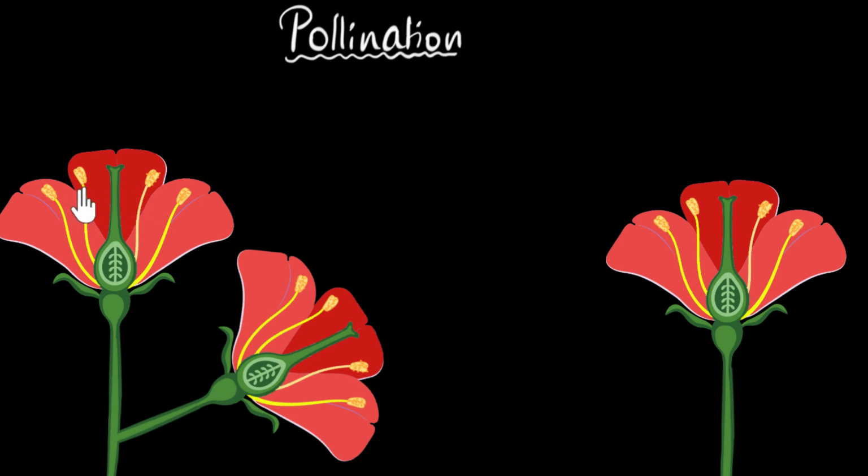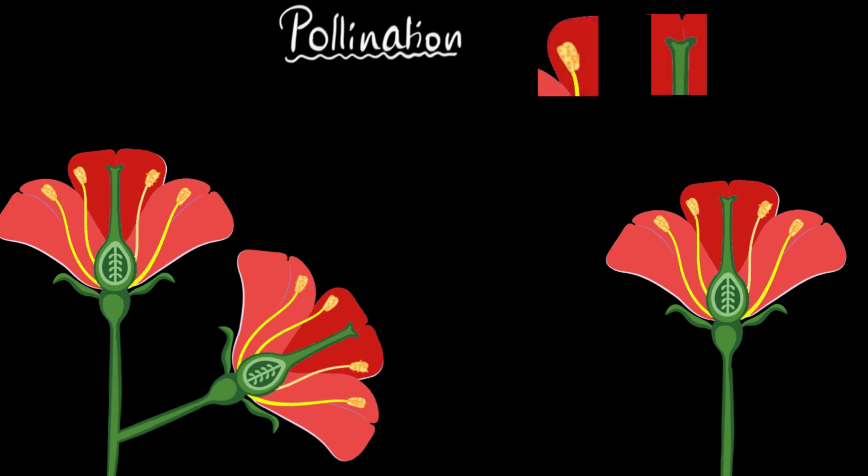Pollination is simply the act of transferring the pollen grains from the anther, the top part of the male organs, to the stigma. The stigma is the top part of the female organ. So let me show that. Here is the pollen grain sitting on the anther, top part of the male. Here's the stigma, top part of the female. The act of transferring that pollen from the anther all the way to the stigma is what we call pollination. That's what pollination is all about.